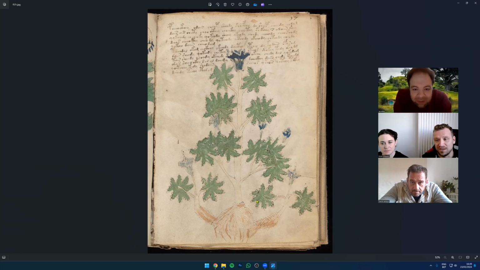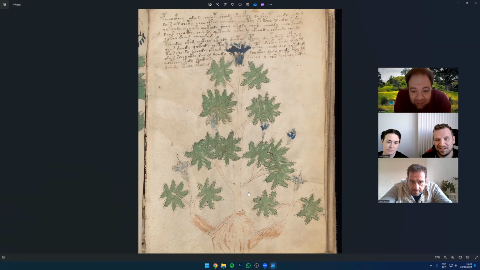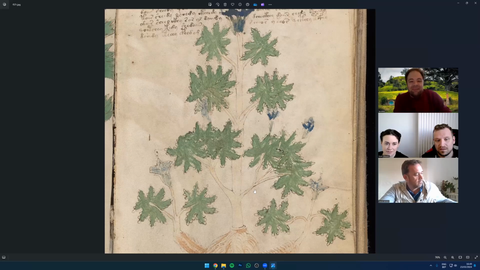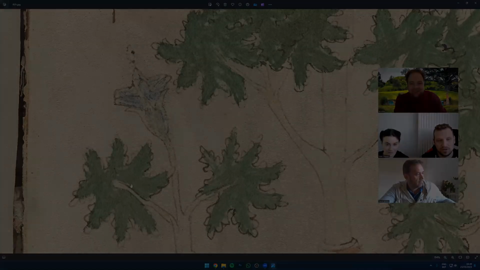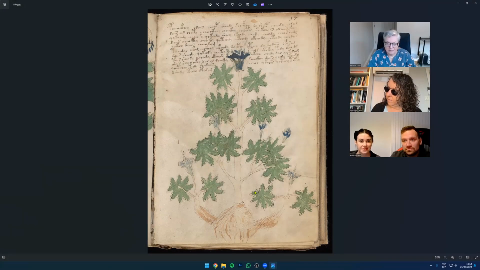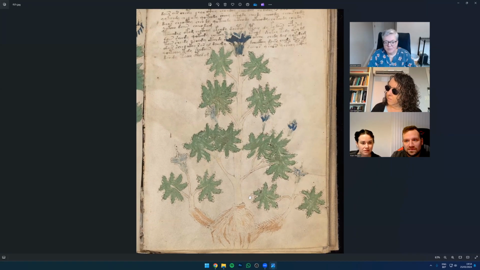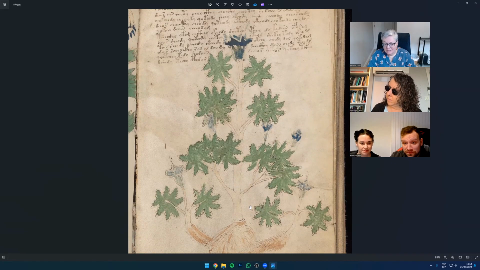So yes, this is A or B. A is the stem root line, and the stem attaches in the center of the leaf. So this is 57R. Yeah, that looks pretty A-ish, very, very A-ish. Yes. Yeah, interesting.